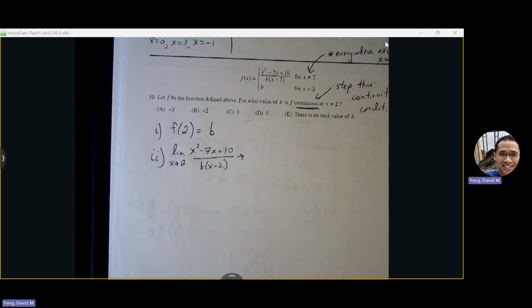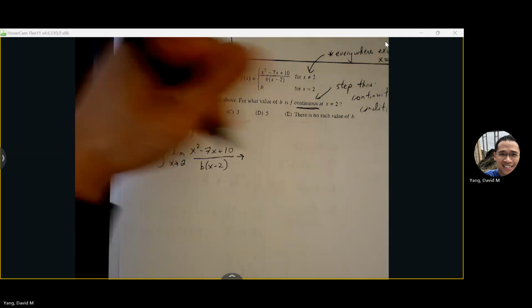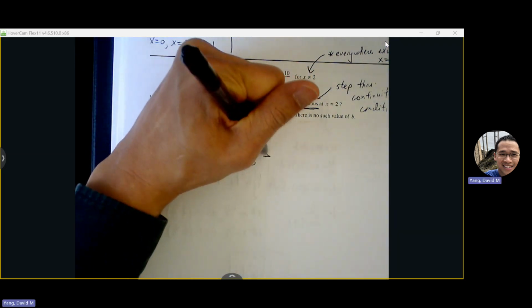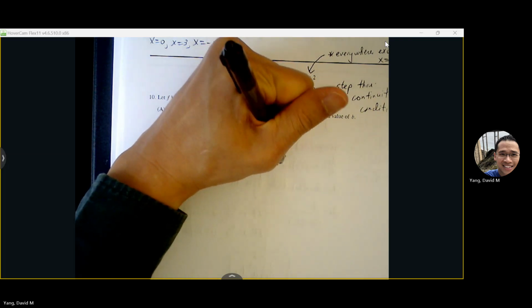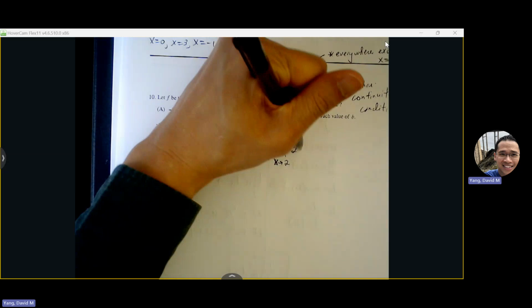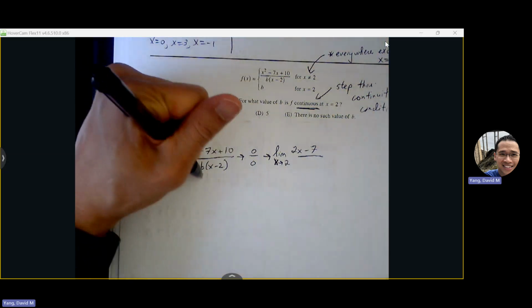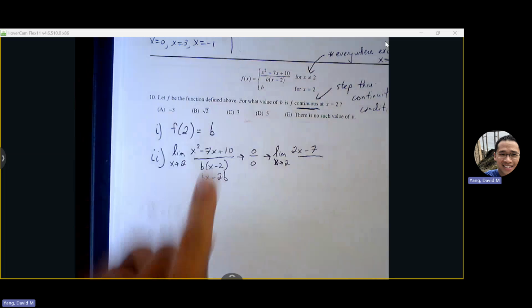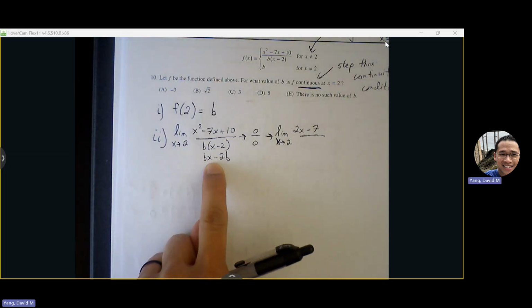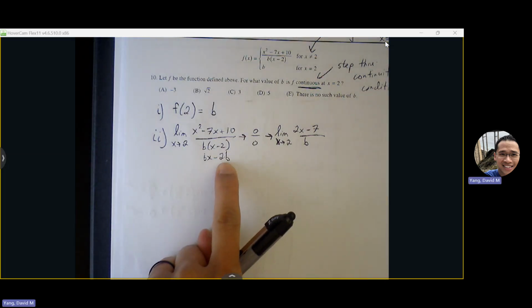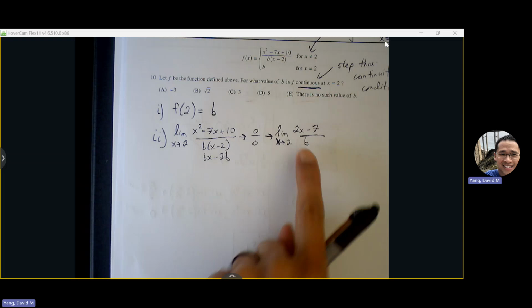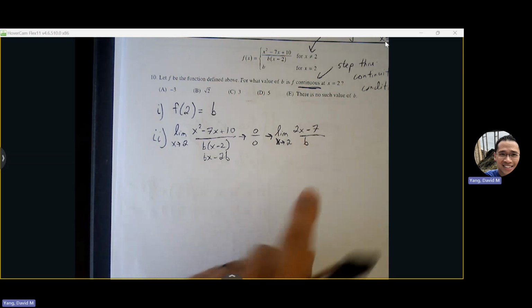You can do factored form. You can do L'Hopital's rule. If I plug 2 in, I'll get 0 over 0. So if you want to do L'Hopital's rule, you can. So I get 2x minus 7, and the denominator was bx minus 2b, right? And if you want to distribute that through so that you have an easier time finding the derivative, bx becomes b, and the 2b goes to 0, right? 2 and b are both constants, so they'll both drop to 0. So the only thing left is b. So reevaluate your limit. I get 4 minus 7, which is -3 over b.